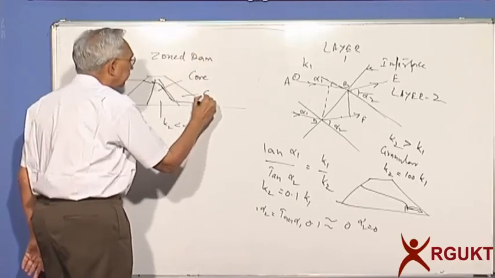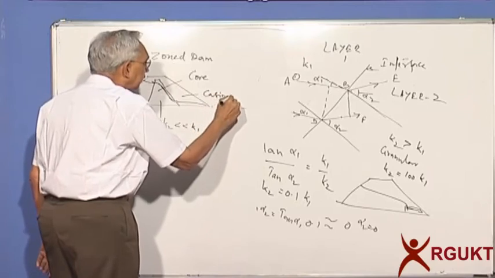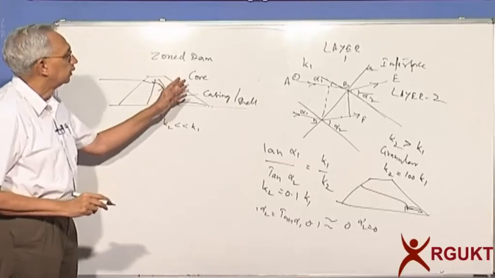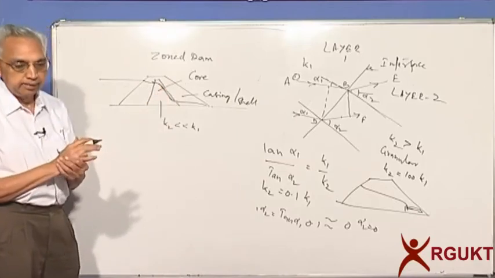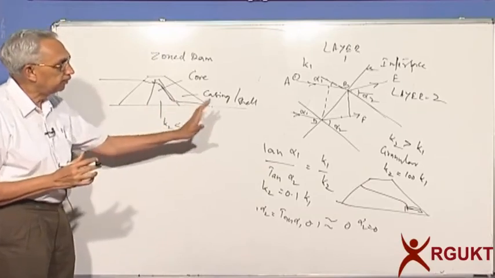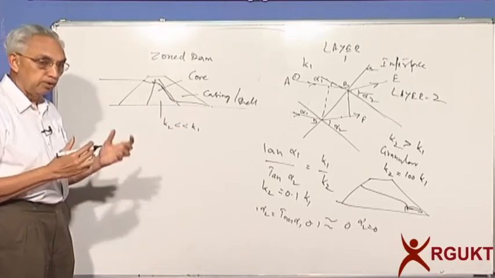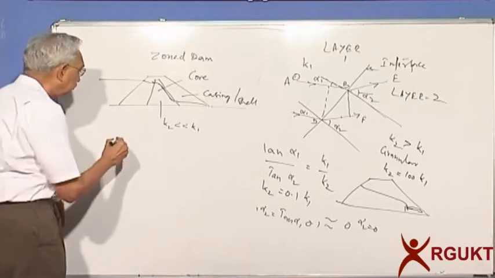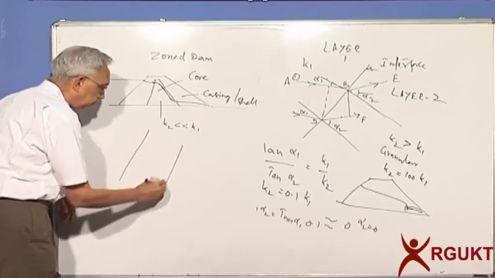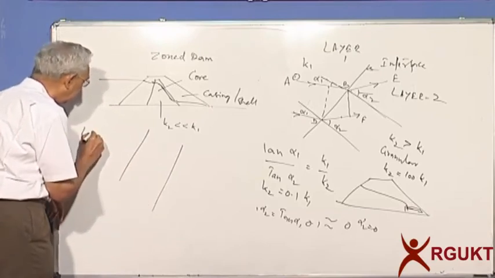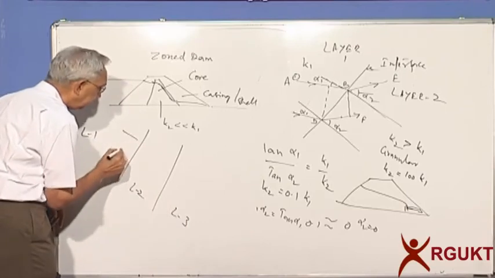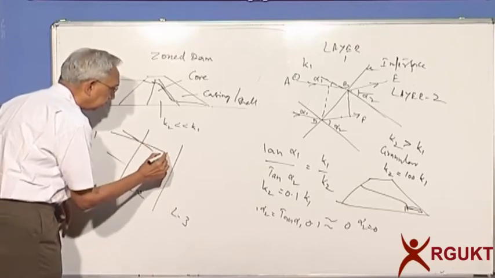You have a casing or shell which consists of coarse material, and inside is a core with a low permeability material. So these are the ways in which you can handle a non-homogeneous medium. When you have 2 layers, you can make it 3 layers also. There is absolutely no problem. Layer 1, layer 2, and layer 3. All it means is that it comes something like this.